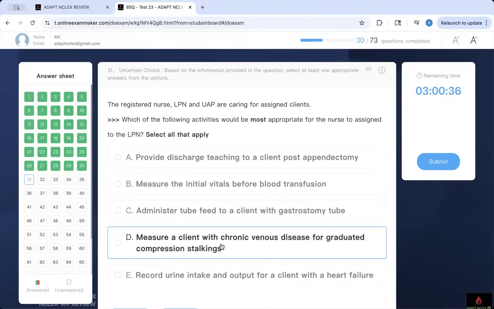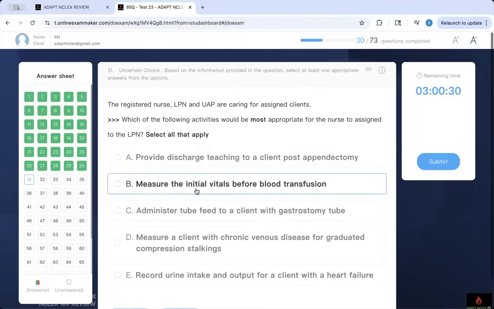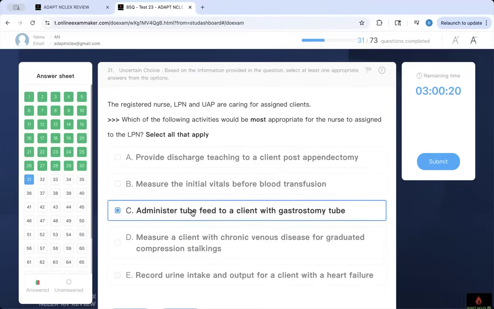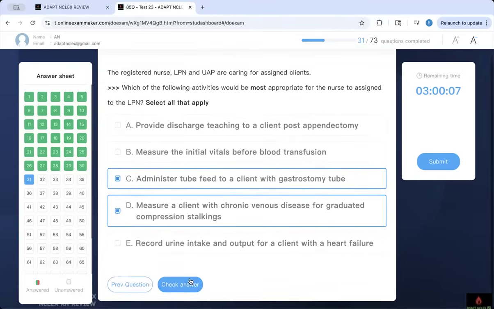What do you think? Providing teaching, no, that's an RN job. Measure the initial vitals before blood transfusion. What do you think? That's UAP job. Administer tube feed to a client with gastrostomy. Yeah, they can deal with tube feeds. Measure a client with chronic venous disease for graduated compression stockings. They can take care of it. Record urine intake and output for a client with heart failure. UAP job. Don't worry about it.